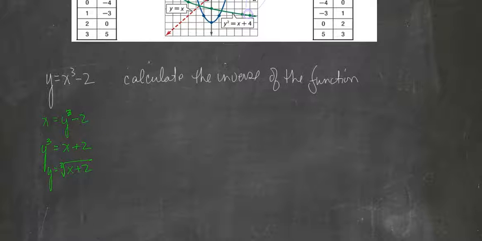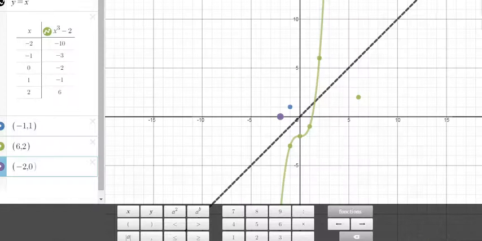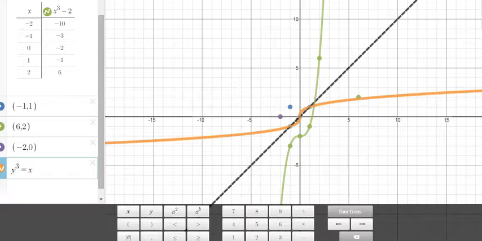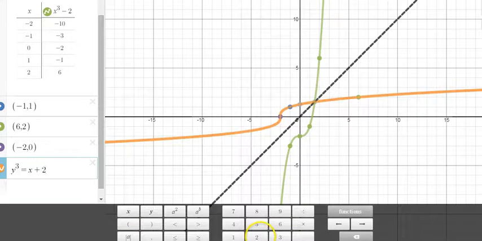Let's go back to Desmos and see if that gives us what we expect. Fingers crossed. So y equals the cube root. I think I'm going to do it in this form. Y cubed equals x plus 2. I think Desmos will work in that way. So I'm going to ask for y cubed equals x plus 2. And look what happens. It goes right through those points. And I get exactly a reflection across that line. That's pretty cool that it works that way.